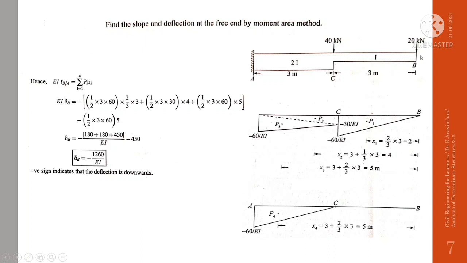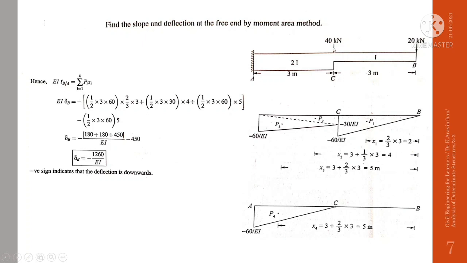So you are having two loads, which are 40 kilonewton and 20 kilonewton. Let us find the bending moment at the first stepped section. So 20 into the distance here, which is 3, so it will be 60 by EI. So this distance is 60 by EI here.